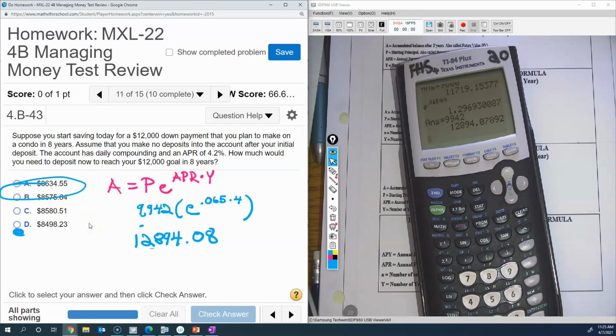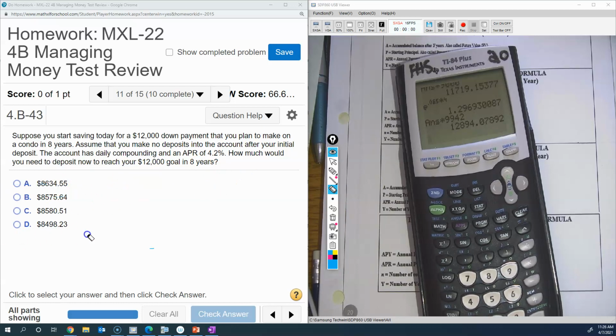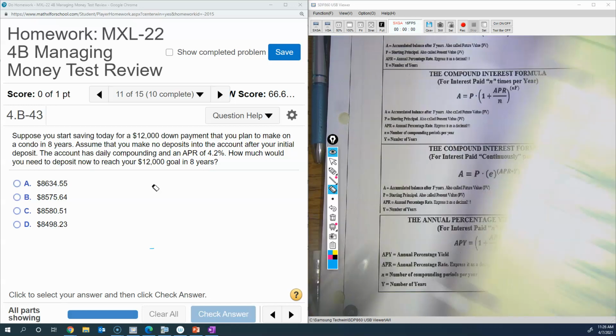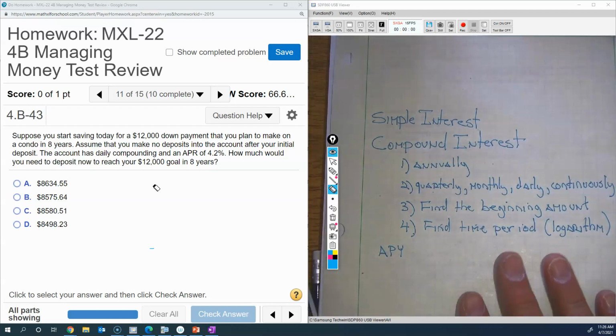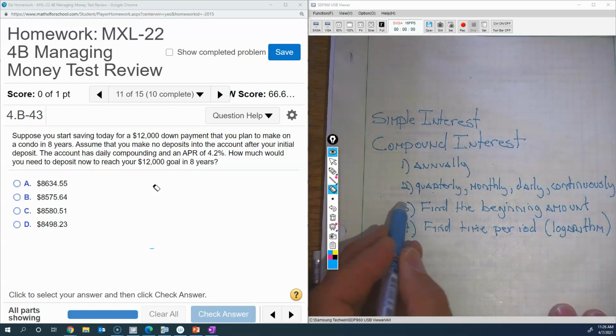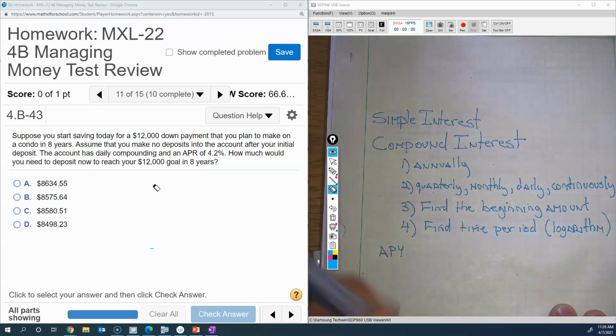All right, now we change gears. Up to this point, you haven't had to do any algebra. You haven't had to move anything around. These next two questions, this next question is when you have to find how much to start with.